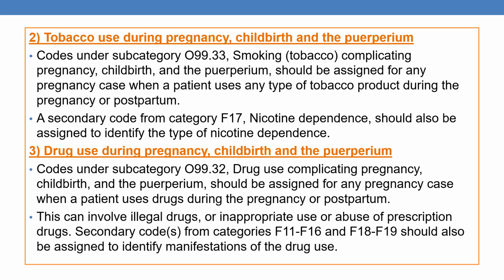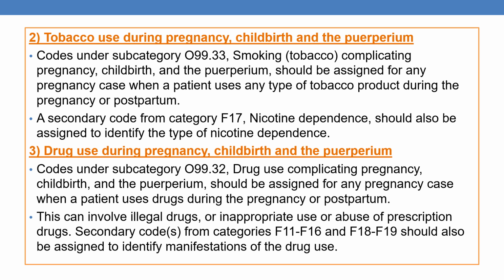Now coming to tobacco use during pregnancy, childbirth and puerperium. The codes from the subcategory O99.33, smoking complicating pregnancy, childbirth and puerperium, should be assigned for any pregnancy case when a patient uses any type of tobacco product. When a patient uses any type of tobacco product during the pregnancy or postpartum, then PDX should be O99.33 followed by a secondary code from the category F17, which indicates nicotine dependence, to identify the type of nicotine dependence.